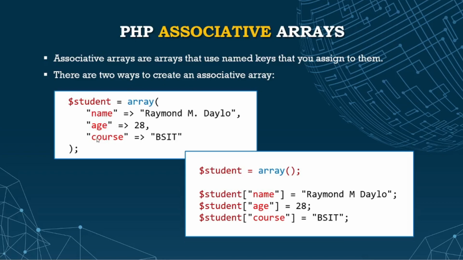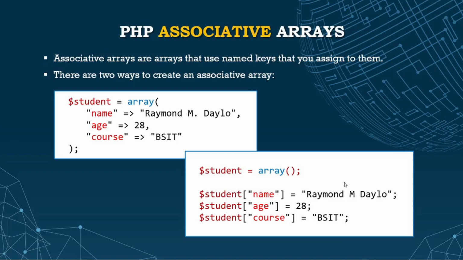So this is user defined. You can use whatever name or index name you want. So in this example, we use name, age, and course. And then we have this equal sign and greater than sign, then the assigned value, comma, then here, equal, greater than again, the value, comma, and then another equal, greater than here, then the value. Okay, so as you will notice, we have a string and we have an integer, because an array can hold different kinds of data types.